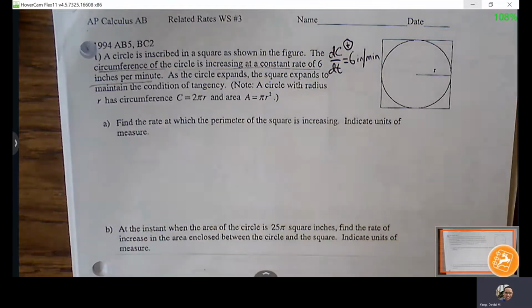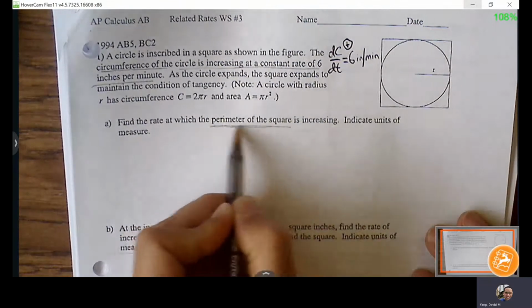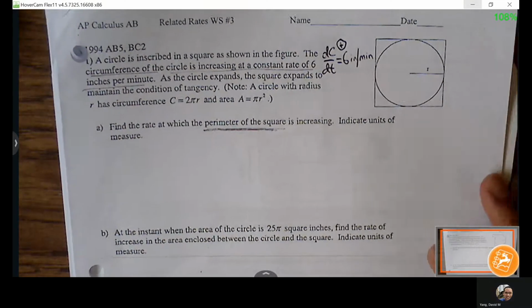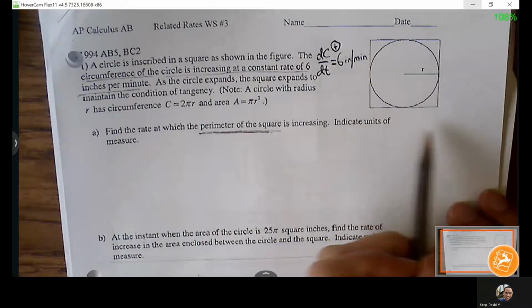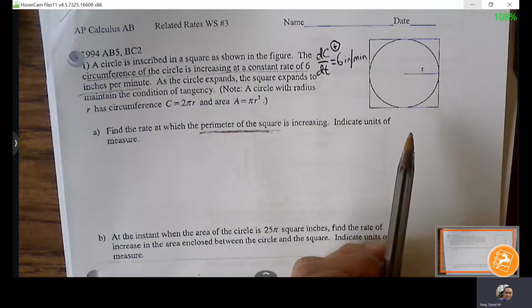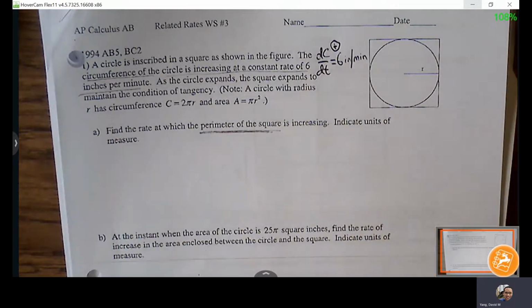Before we can do anything with derivatives, we have to come up with some sort of an equation. How would you define the perimeter of a square? What does that mean? Yeah, the sum of all the sides, right? Sum of all the sides. Good.